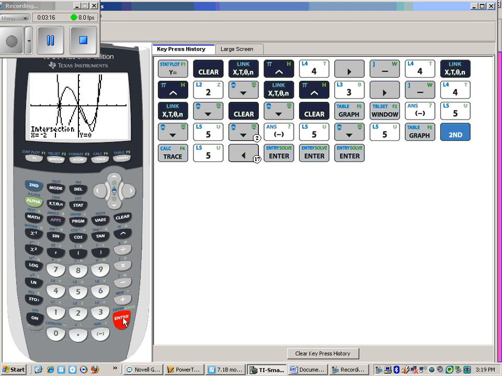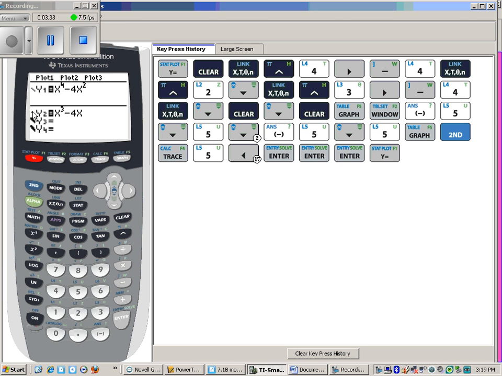You're going to do that for every single one. They should cross at -2. They should cross at 0. They should cross at -1, and then last they should cross at 2. So you're going to have to do that for as many times that they cross. Okay, so now my next step is to set up the integral.